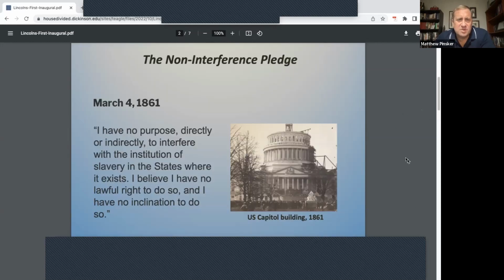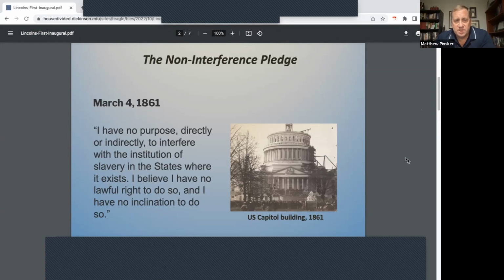This is something that historians like to call the non-interference pledge. I use this as a great example of close reading from the actual inaugural address that he delivered on March 4th, 1861. It's about slavery and race. And I think it really captures a learning moment for kids who are encountering documents.